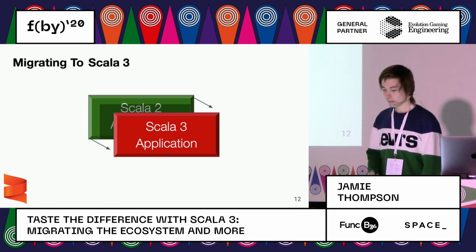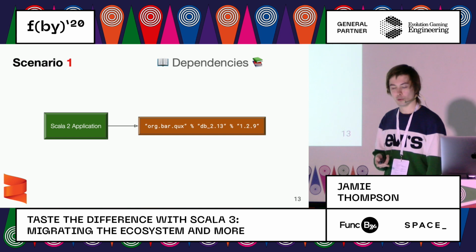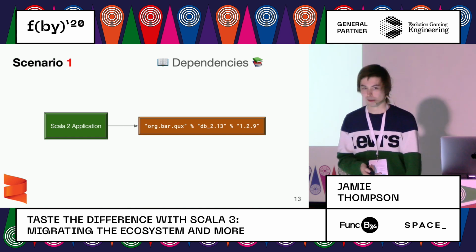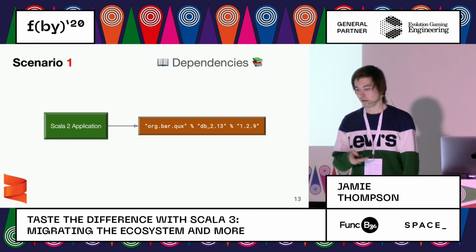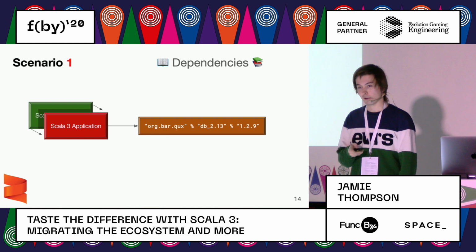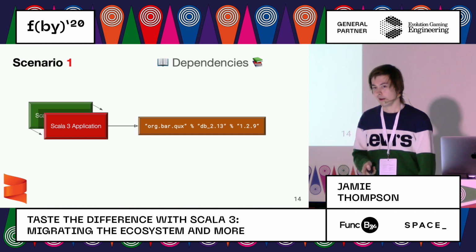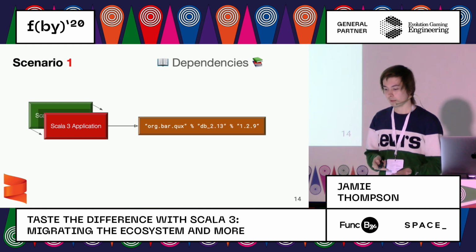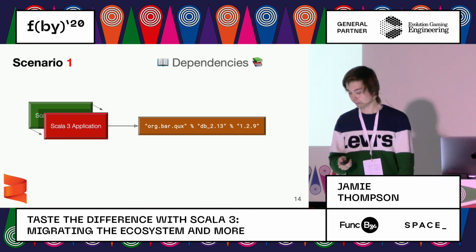So I imagine there are 2 main scenarios. Let's say you are a Scala 2 application and you are depending on some library published for Scala 2, and you want to migrate your code to Scala 3, but you still want to use the same libraries because they haven't upgraded yet. How is this possible?